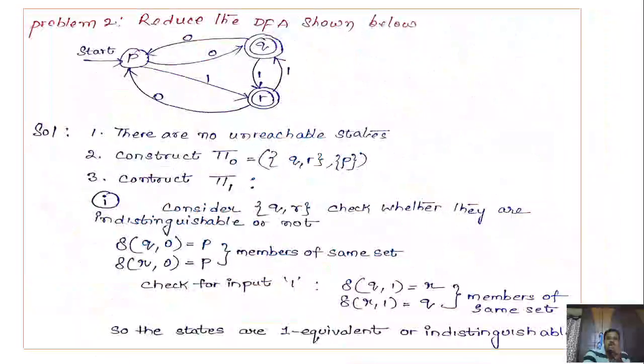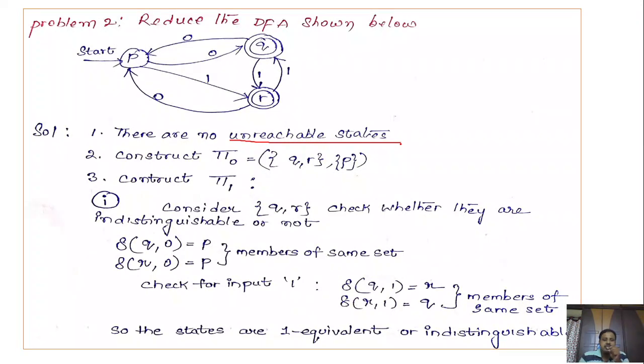Now just try to reduce the DFA. Just try to solve this problem here. It is a simple problem, right? First thing, we have to check for unreachable states. We are not having any unreachable states here. In every problem, you have to check for this property, whether there are any unreachable states or not.